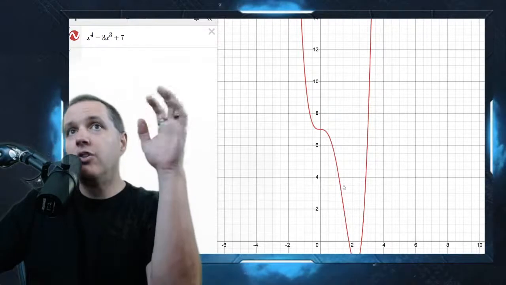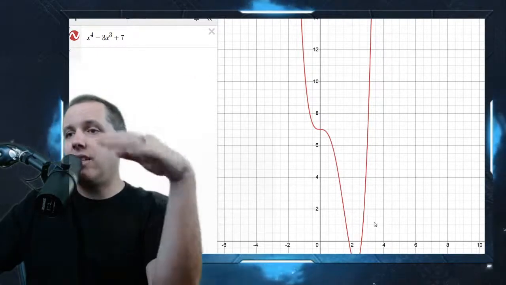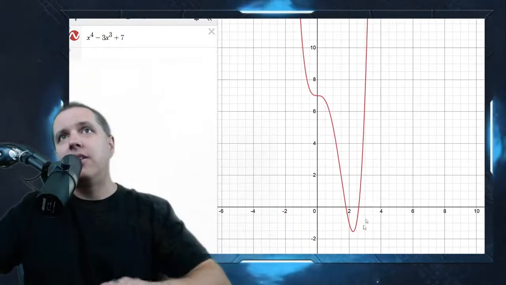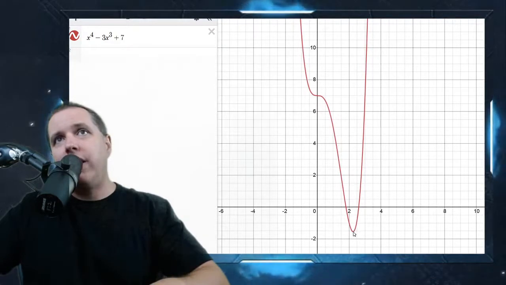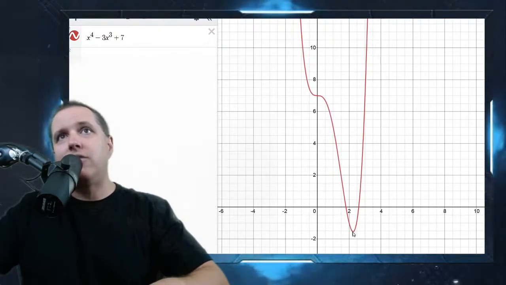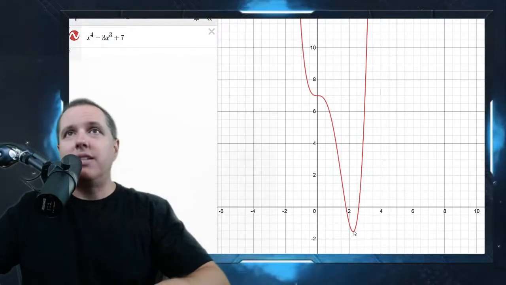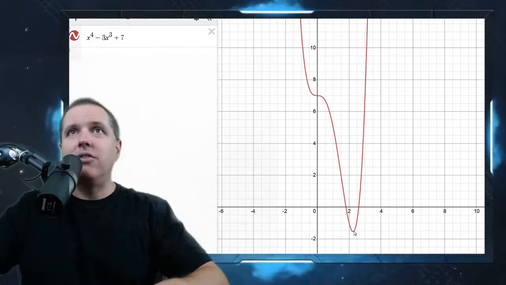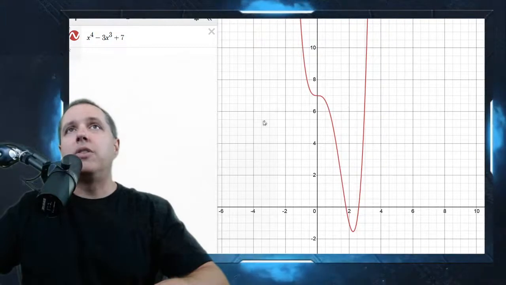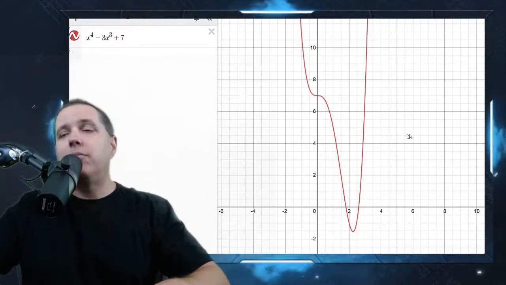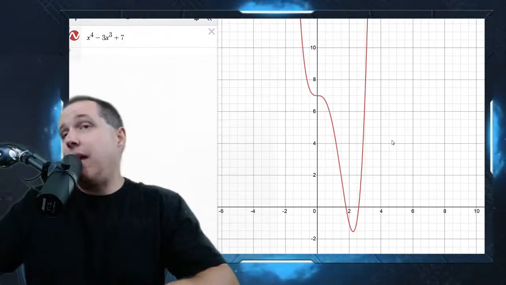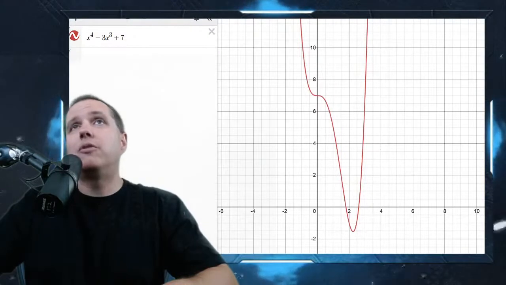The range is not everything, right? That's the y values, the outcomes. The range is only from this point right here up, all those y values. So approximately negative 1.78 or something and up. But the domain is all real numbers. And that's the domain for any polynomial: all real numbers.